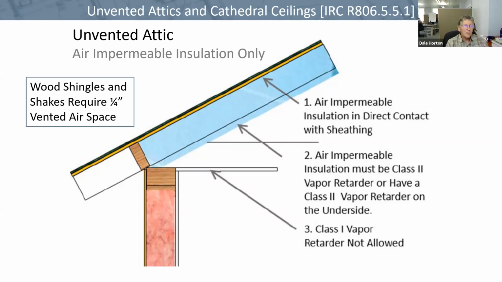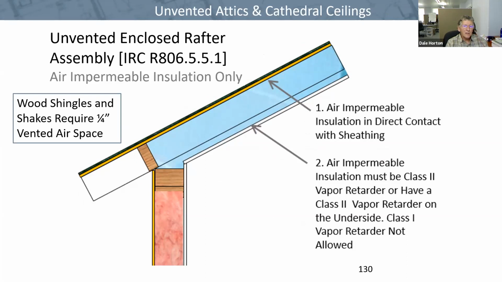If you're going to use air impermeable insulation, and that would most likely be a high density foam that you spray up against the sheathing, it has to be in direct contact with the sheathing. It must have at least a class 2 vapor retarder on the surface, and you may not have a class 1 vapor retarder, meaning polyethylene, on the ceiling itself. So that's one way you can do an unvented attic.